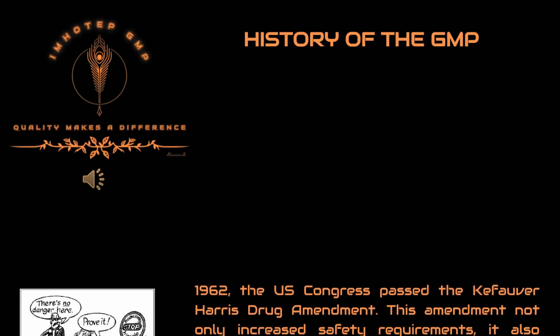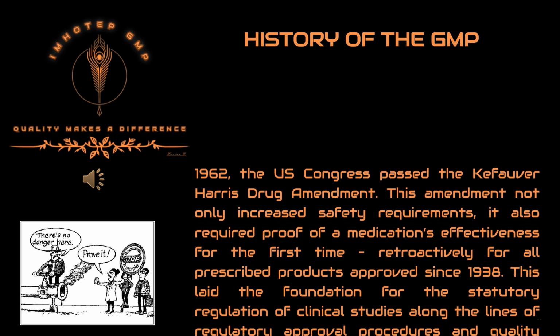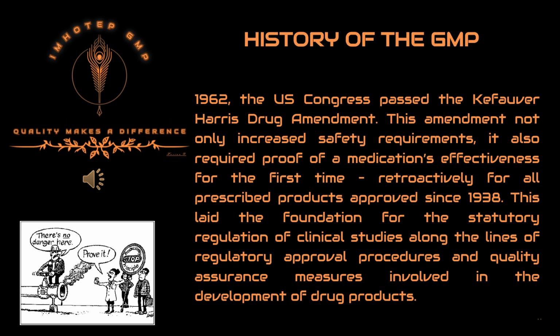1962. The U.S. Congress passed the Kefauver-Harris Drug Amendment. This amendment not only increased safety requirements, it also required proof of a medication's effectiveness for the first time, retroactively for all prescribed products approved since 1938. This laid the foundation for the statutory regulation of clinical studies along the lines of regulatory approval procedures and quality assurance measures involved in the development of drug products.